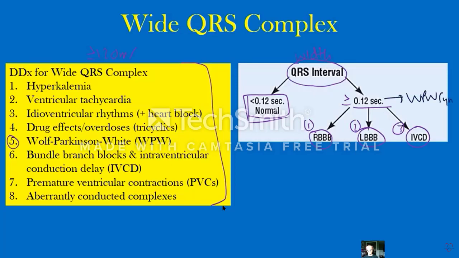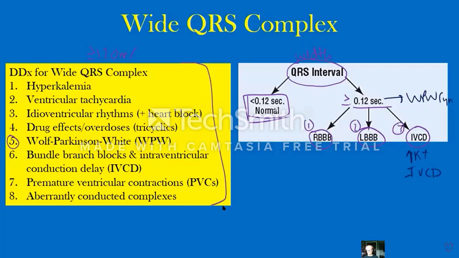All beats of ventricular origin have either a left or right bundle configuration. And hyperkalemia and drug effects are examples of intraventricular conduction delays. So we can write this here: hyperkalemia as well as drug effects under intraventricular conduction delays.